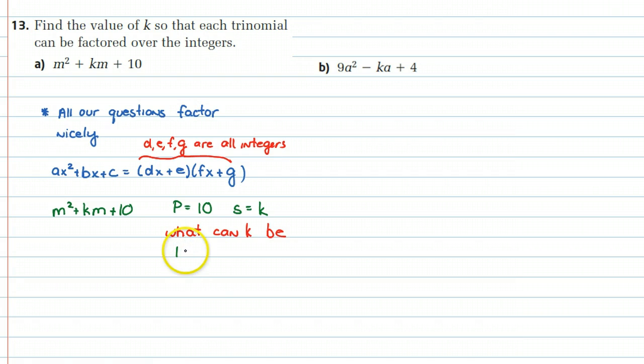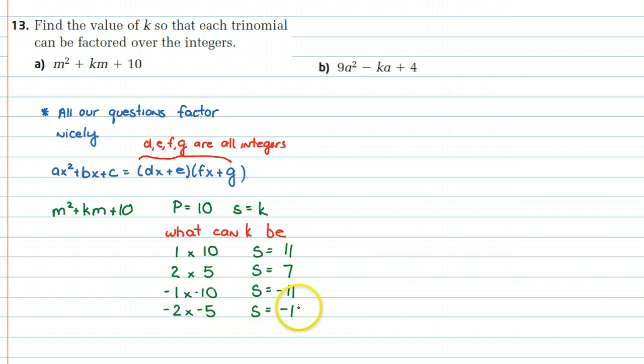Well, I could have 1 times 10, that's going to multiply to give me 10. I could have 2 times 5, that's going to multiply to give me 10. I also could have negative 1 times negative 10, because that will multiply to give me 10. I also could have negative 2 times negative 5. So if all of these examples multiply to give me 10, the product, remember, is 10. That means the sum is going to be 11. The sum is going to be 7. In this case, the sum is going to be negative 11. And in this case, the sum is going to be negative 7, pardon me.